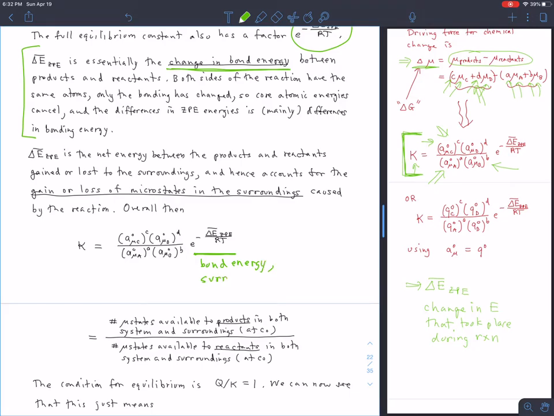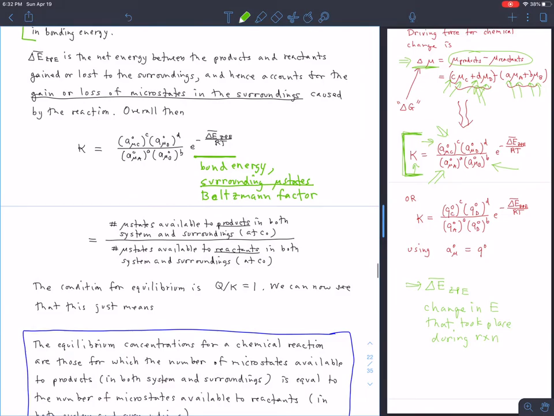surroundings microstates Boltzmann factor, right? It's e to the minus an energy divided by RT, or e to the minus beta an energy. And so it's a Boltzmann factor. It's accounting for changes in microstates, for probabilities, that occurred in the surroundings.